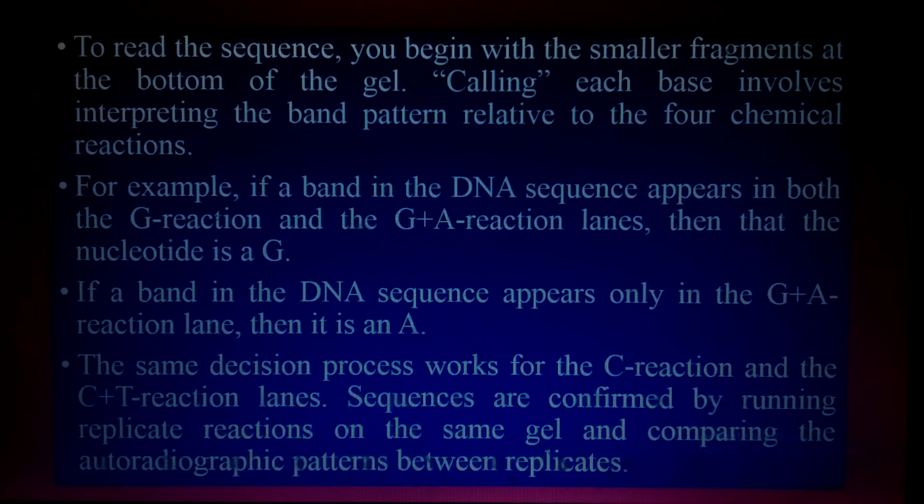Now you can read from the slide. To read the sequence, you begin with the smaller fragments at the bottom of the gel, calling each base by interpreting the band pattern relative to the 4 chemical reactions. Is it clear now? For example, if a band in the DNA sequence appears in both the G reaction and the G plus A reaction, then that nucleotide is a G. G and G plus A, you consider it as a G nucleotide. If a band appears only in the G plus A reaction lane, then it is an A.